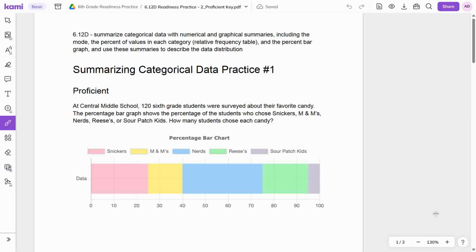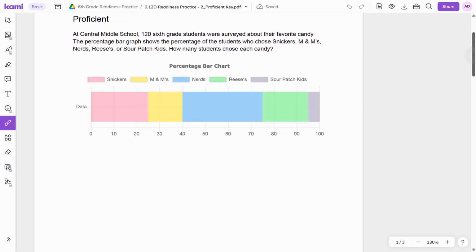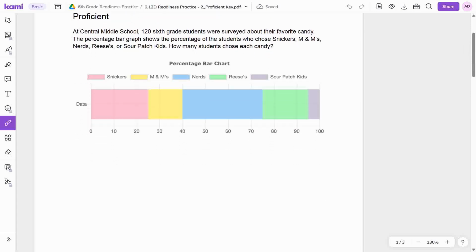So we have 120 middle school students at Central Middle School. They were surveyed about their favorite candy. We have a percentage bar graph, and we just need to know how many students chose each candy. So our Snickers here is this light red, and let's put 25% on that. Now, the M&Ms go up to 40%, but they're not a true 40%. It's 40 minus that 25. Right? So it's going to end up being 15% because all of this needs to add up to 100%.